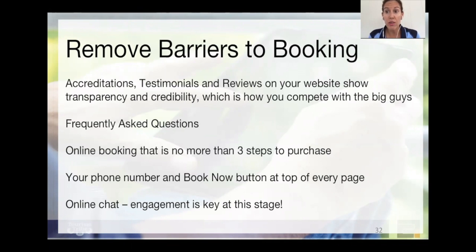Frequently asked questions. Are these on your booking screen or very close to it, or do you rely on people to go into the menu and find them in a submenu somewhere? The booking process should be less than 3 steps to purchase. Your phone number and book now button should also always be at the top of every page.